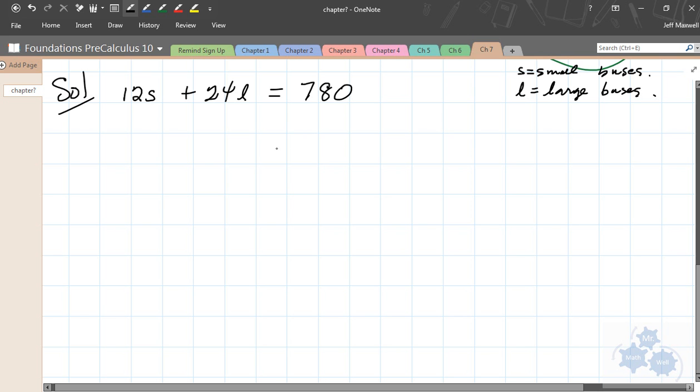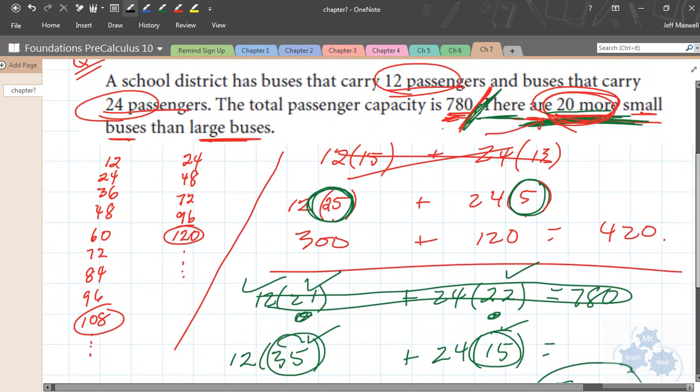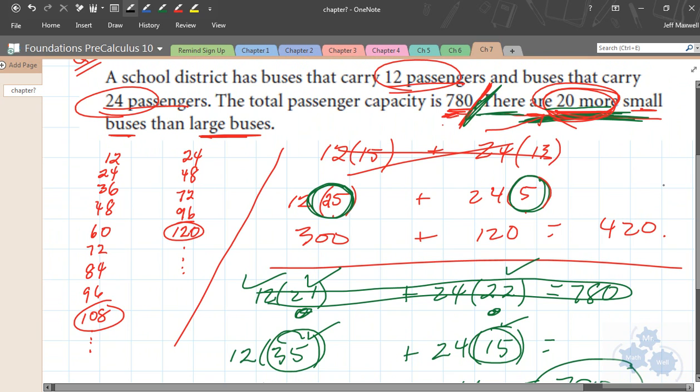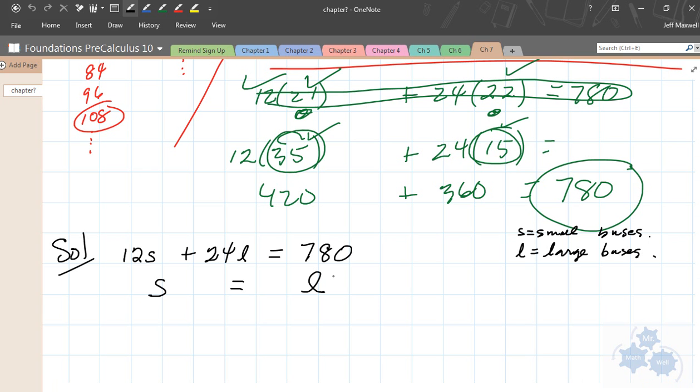But the second part of the question says, and this is actually kind of tricky to write, a lot of kids mess this up, so you got to pay close attention. If we are going to write an equation relating small buses and large buses for the second part, you got to be careful. There are 20 more small buses than large buses. So if we're writing an equation and S has to be related to L, how do I factor in the 20 more buses into this equation to make it true?